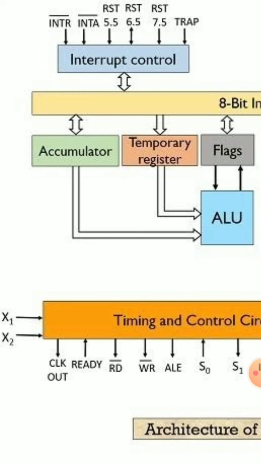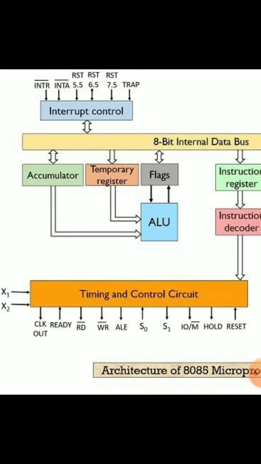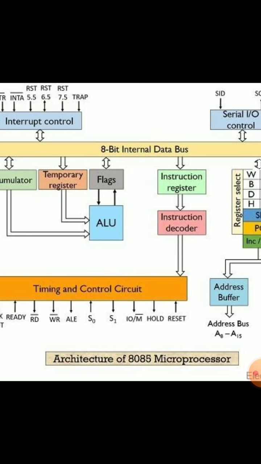Then X1, X2 and clock out, what are all these signals? They provide the clock signal to the CPU. X1 X2 are external crystals, which are given to the CPU to generate the clock signal, right? So this is about the timing and control unit. This timing and control unit is mainly used to decide what type of operation has to be carried out by the CPU.